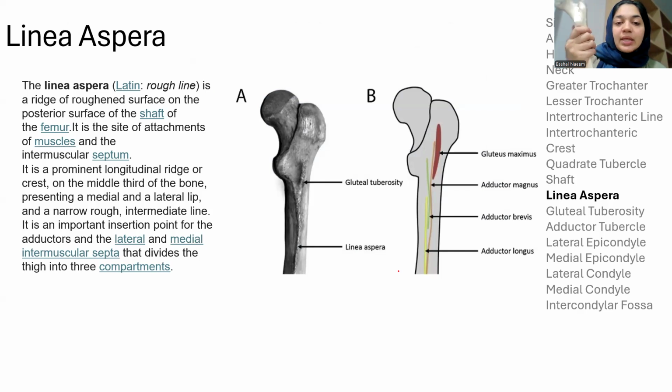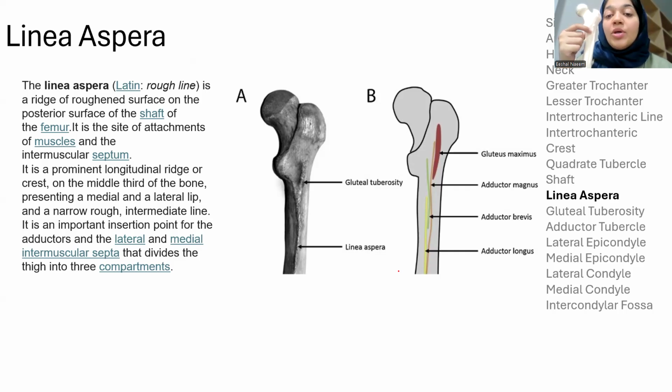Now, please look at this carefully. We are on the posterior surface of the femur. Here you can see our gluteal tuberosity. Why is the gluteal tuberosity important? If you follow the gluteal tuberosity down, you will see that it merges with the linea aspera. So it's one of the lips. The line passing from the gluteal tuberosity is one of the lips of the linea aspera.